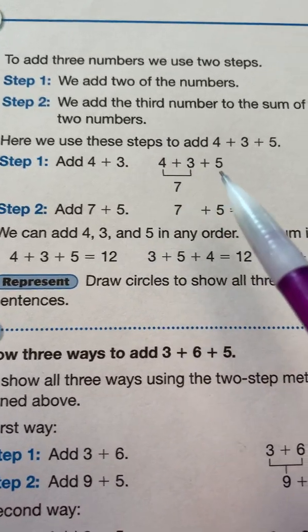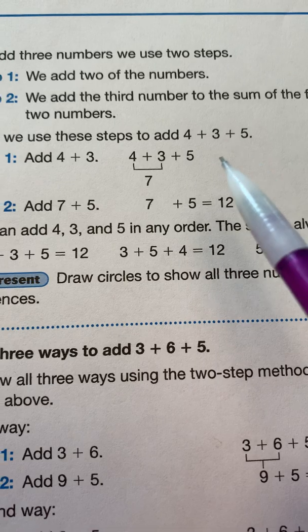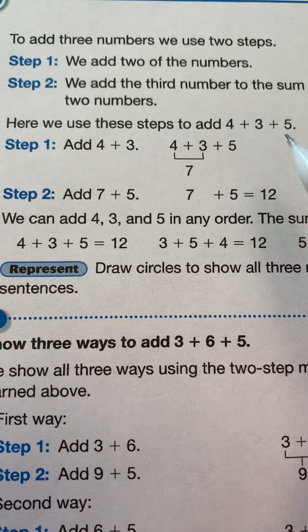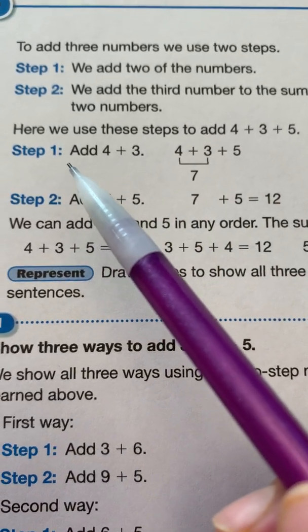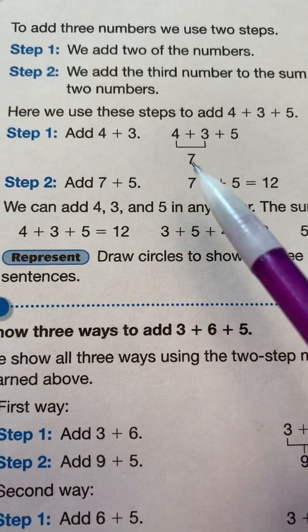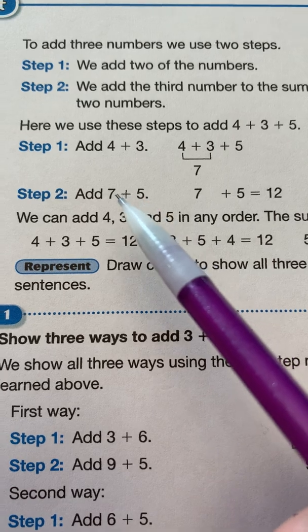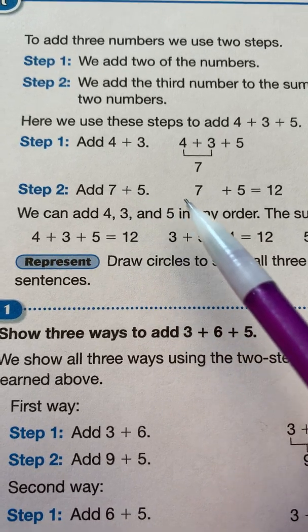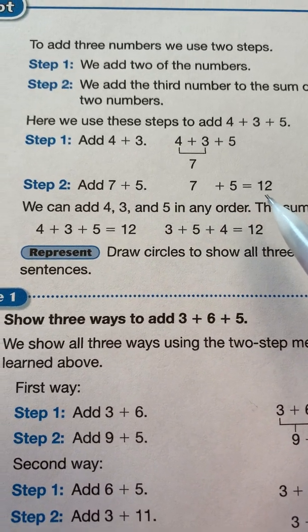So here is an example. We have the numbers 4, 3, and 5. 4 plus 3 plus 5. So here they have step 1. They're going to add 4 plus 3 first. So 4 plus 3 equals 7. And then we take that 7 and we're going to add it to 5. 7 plus 5 equals 12.